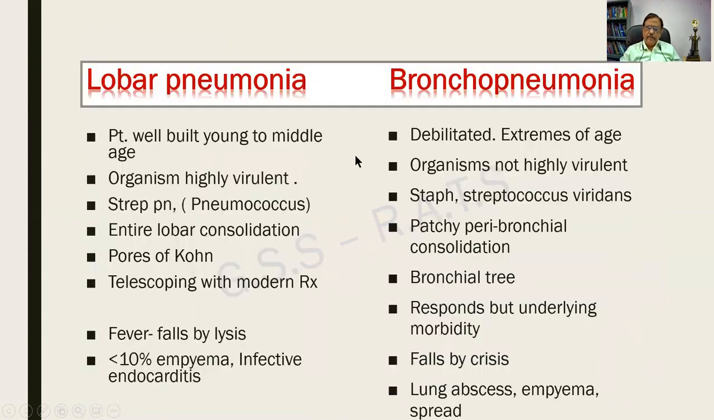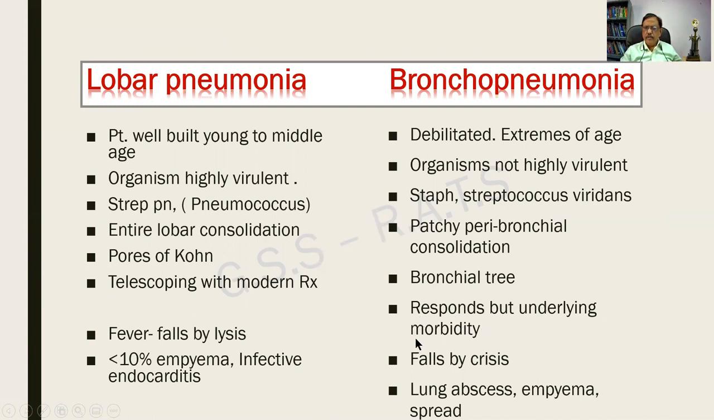This is something that we should remember. I had projected it in the earlier class also, but please. In a bronchopneumonia, the patient is debilitated. He has extremes of age. And the organism is not as virulent as in lobar pneumonia. Staphylococcus, streptococcus are common, whereas pneumococcus is more common in lobar pneumonia. And there are patchy areas of peribronchial consolidation. The bronchial tree is affected, but it responds.